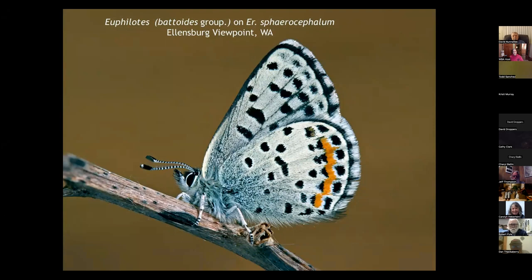Here's another Euphilotes batoides group that occurs on the Sphaerocephalum. This is taken up at the Ellensburg viewpoint. I think that's on Highway, I think that's 82, isn't it? The one that goes from Ellensburg down to Yakima. And there's a viewpoint as you drive up that highway, the freeway.